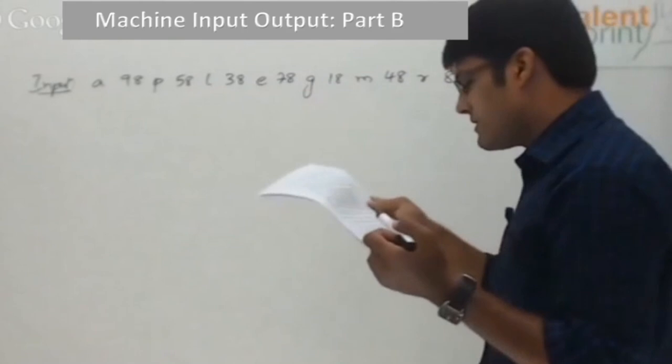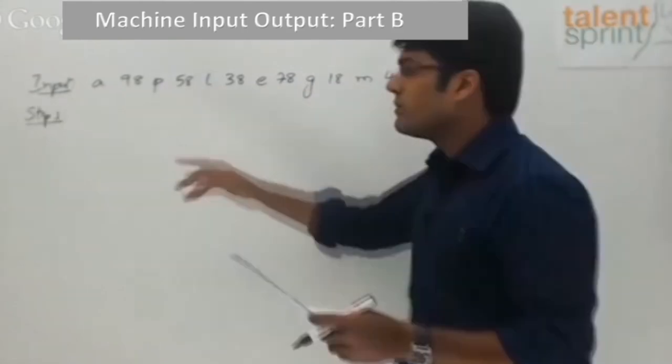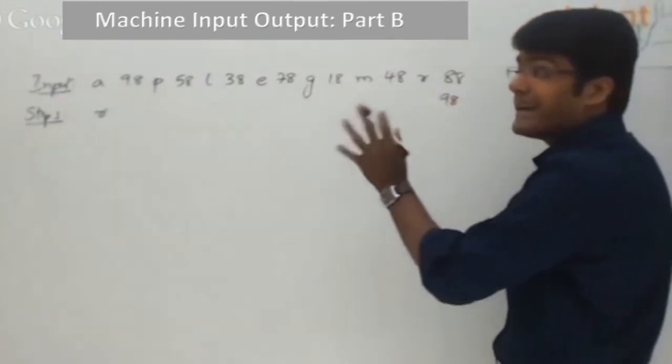Now let's do the step-by-step process. So what is step 1? You know what happens in step 1. You bring the word and the number. So let's fix that first, right? Which word do I need? I need the last word. So A, P, L, E, G, M, R. What is the last one? R. And number 98. Get the point? Write it this way.